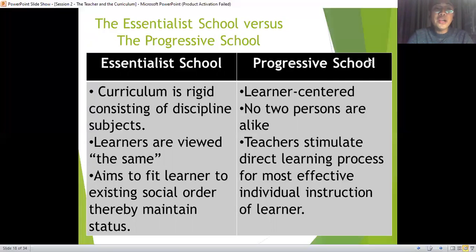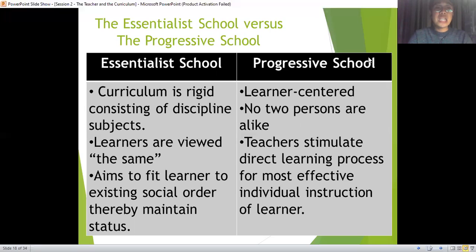Learners are viewed the same under the essentialist school, and that's given because you think they have common needs, so you apply the same strategy. It's not individualized. While for the progressive view, you believe that no two persons are alike. That's why you apply an individualized approach. You approach learning based on the individual needs of your learners.